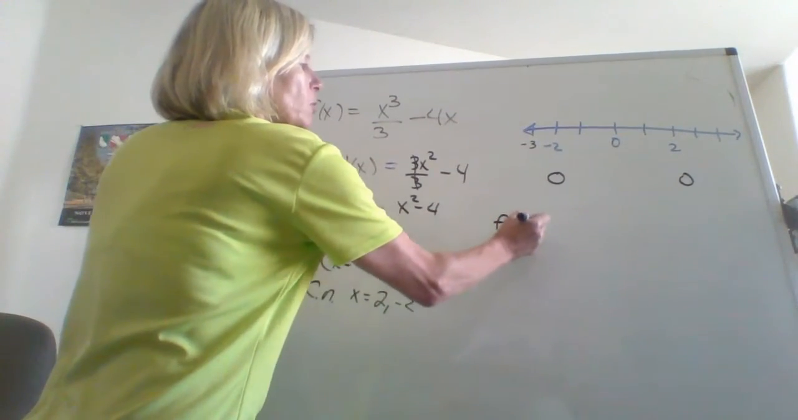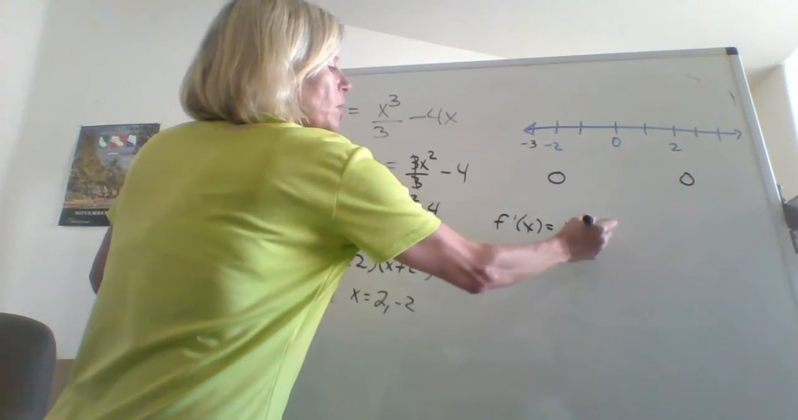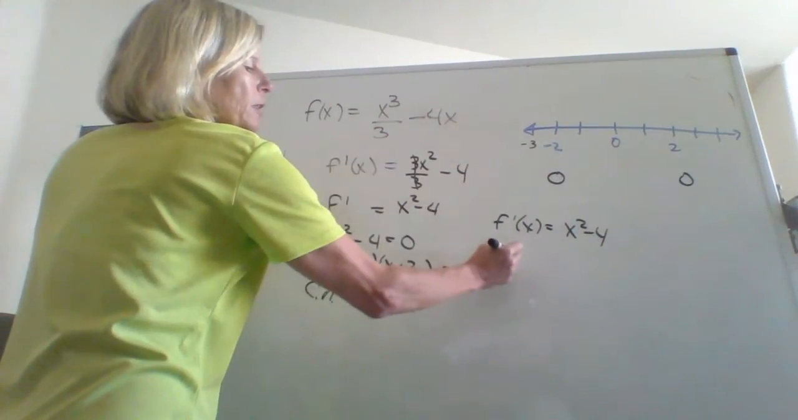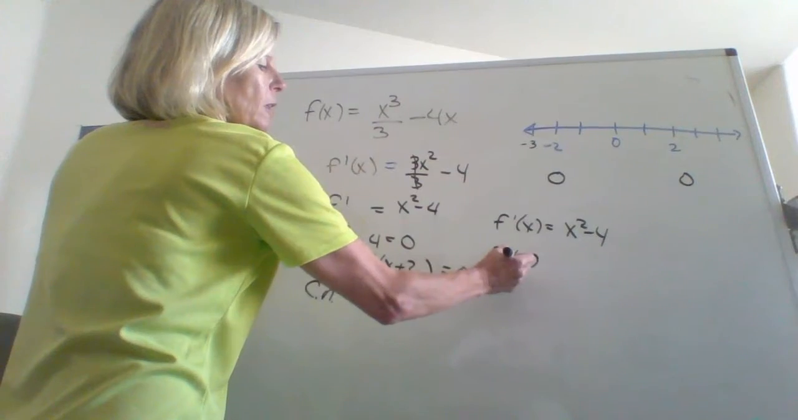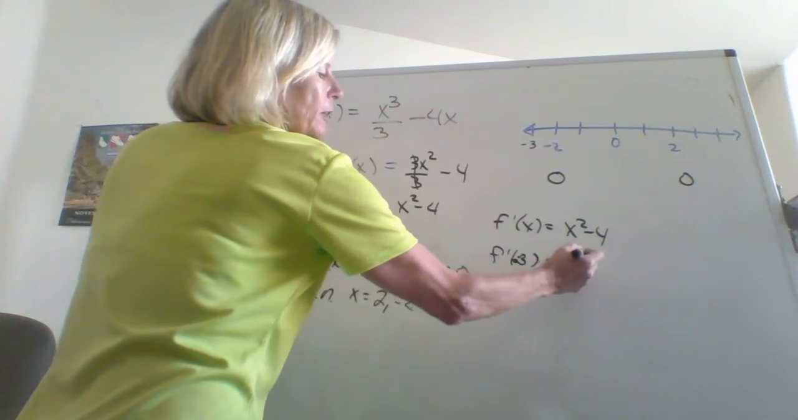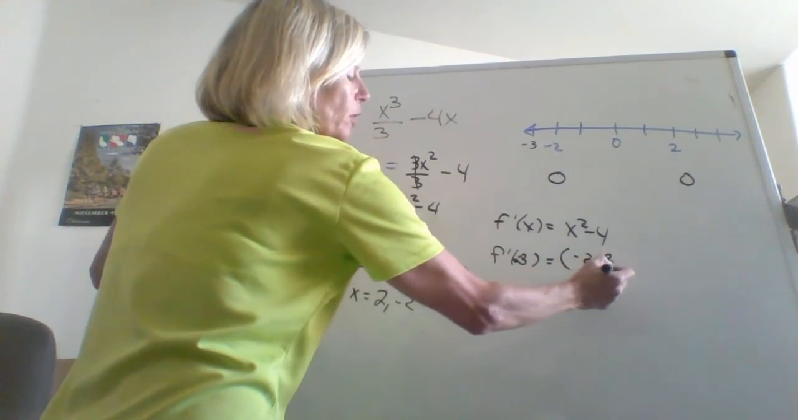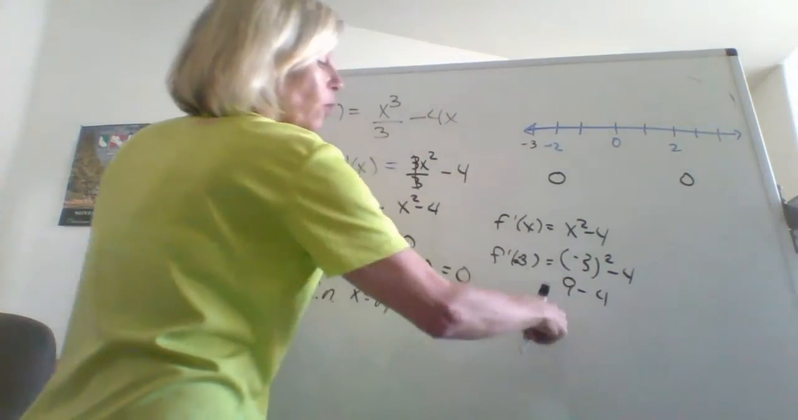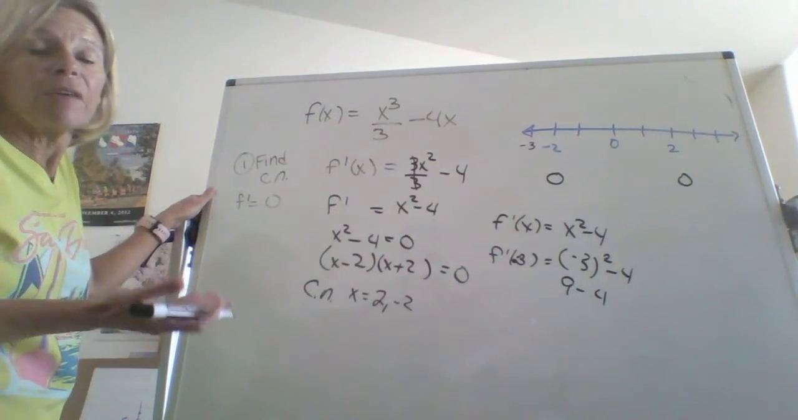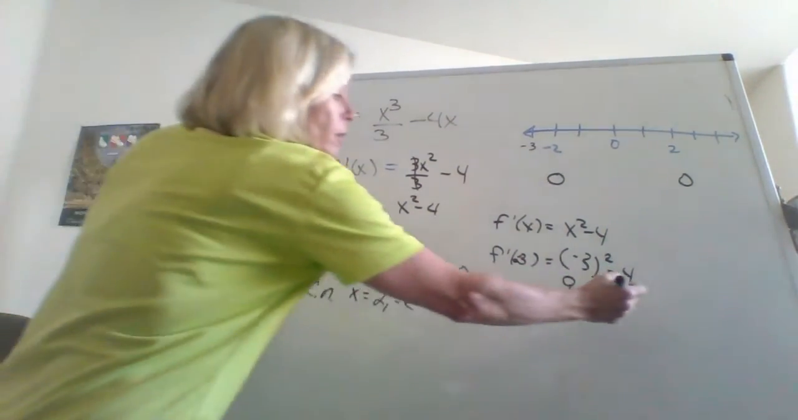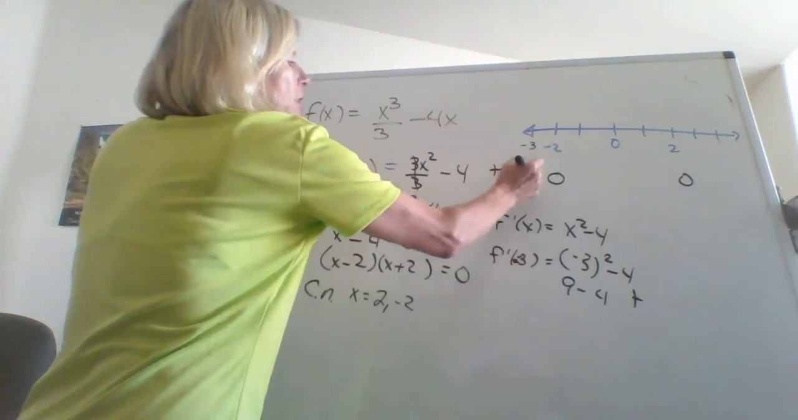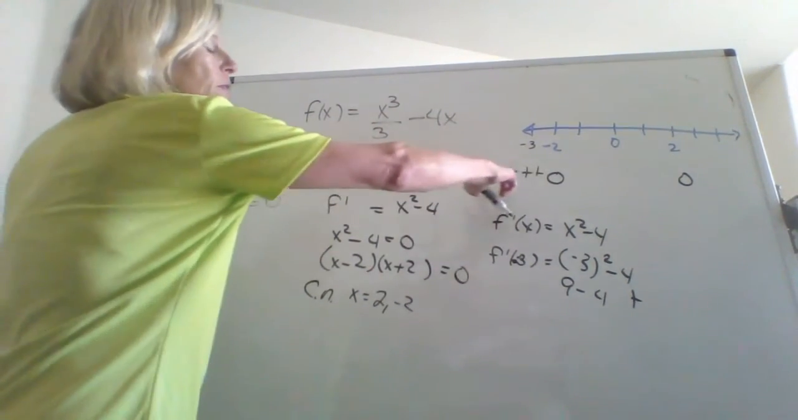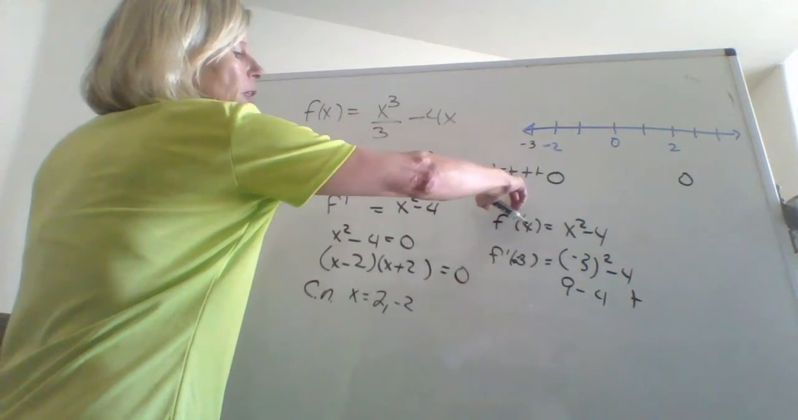So again, my derivative is x squared minus 4. If I check negative 3, negative 3 squared is 9. 9 minus 4 is 5, I don't even care. All I care is that that's a positive number. So my derivative is positive, the function will be increasing.